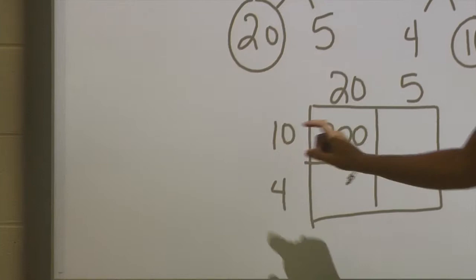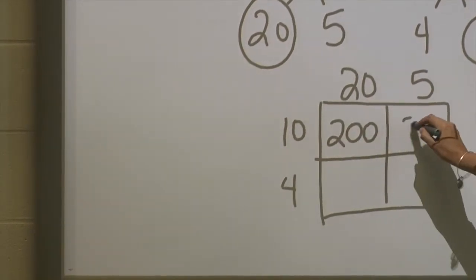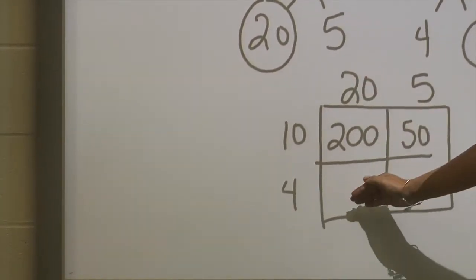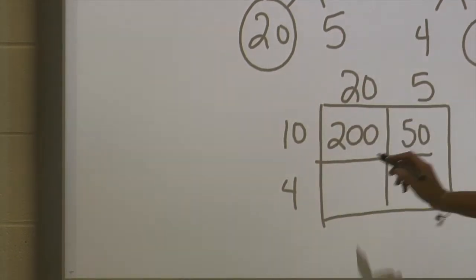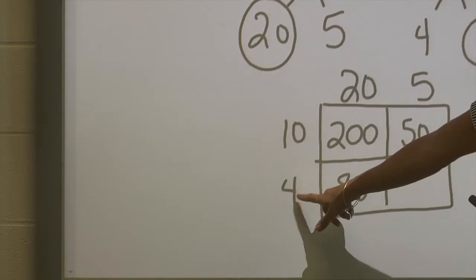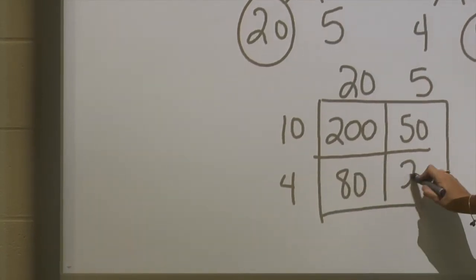5 times 1 is 5 with the 1 zero afterwards. Then I drop down to the next box and I do the same thing. So I have 2 times 4 with the 1 zero. And then finally 4 times 5, which is 20.